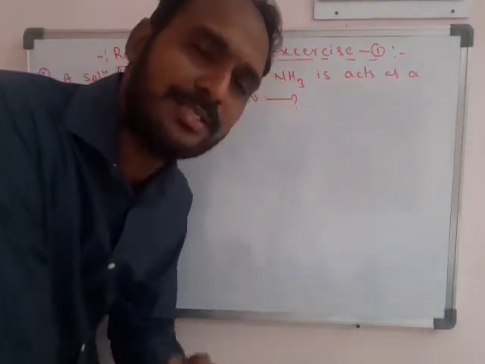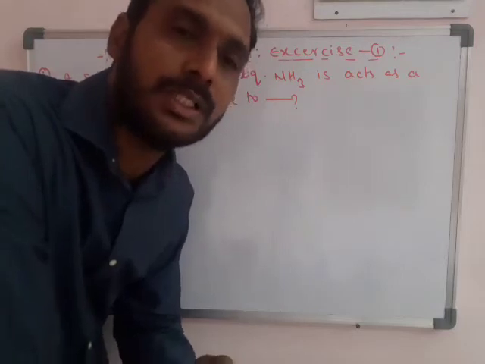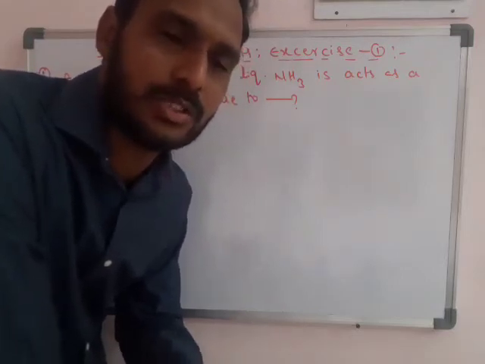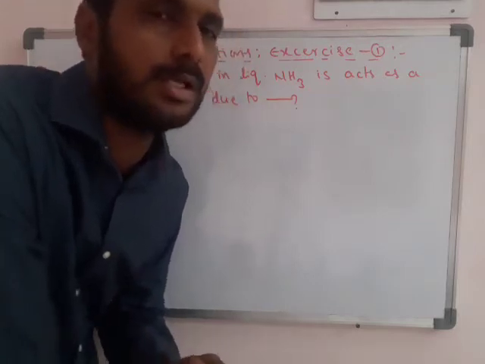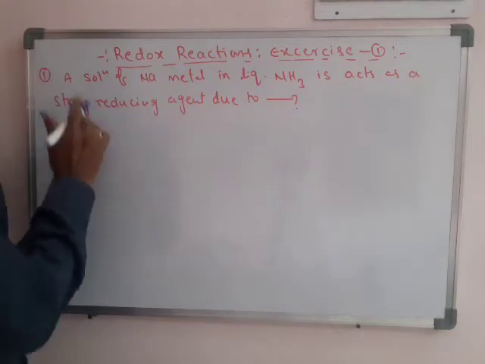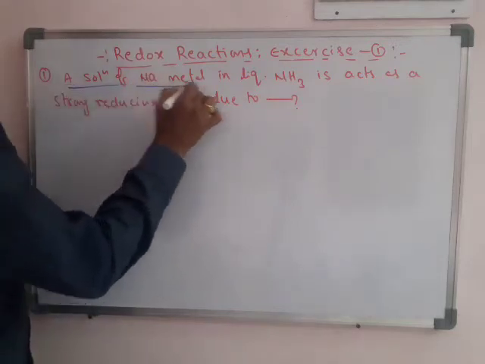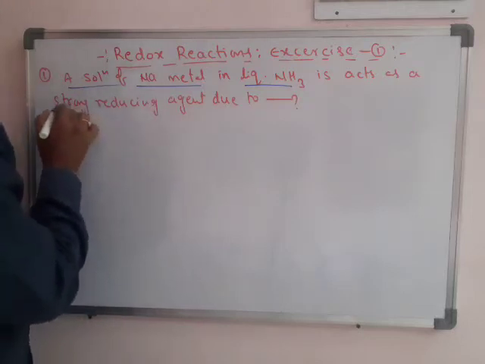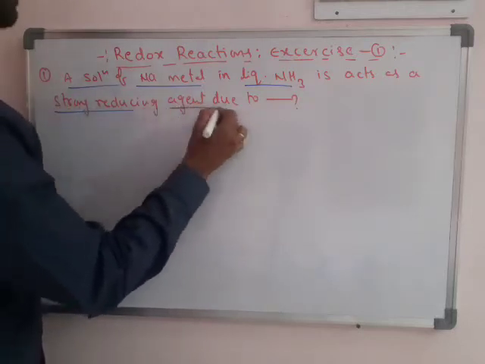So hello students, today we discuss worksheet 1 based on redox reactions. There is also exercise 1 in the redox reaction. The first one in that worksheet is the solution of sodium metal in liquid ammonia. It acts as a strong reducing agent.